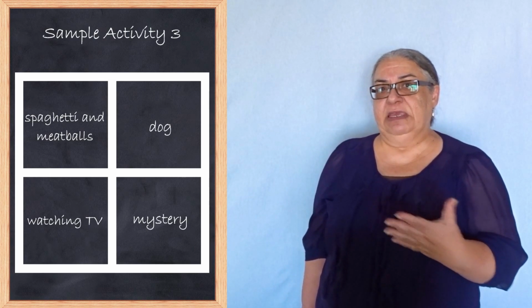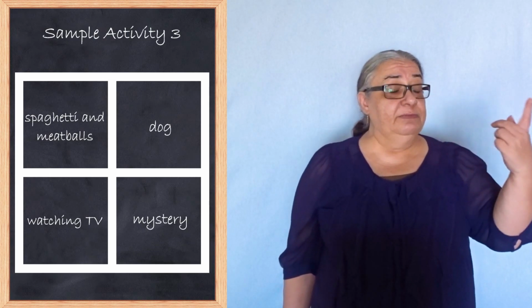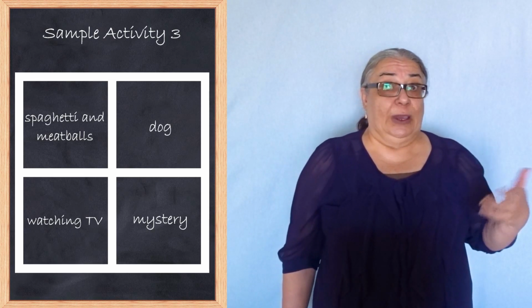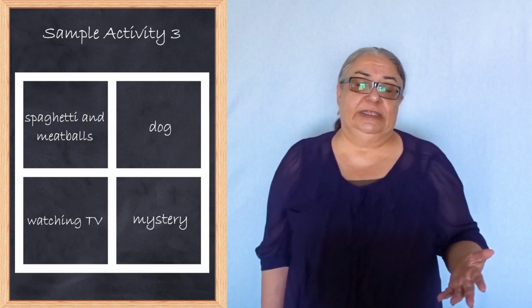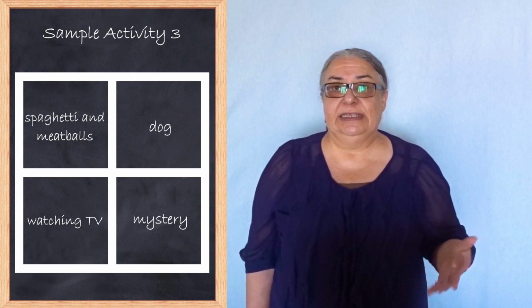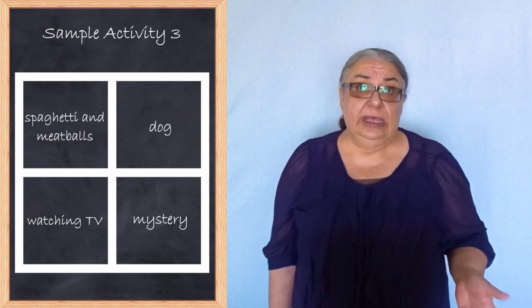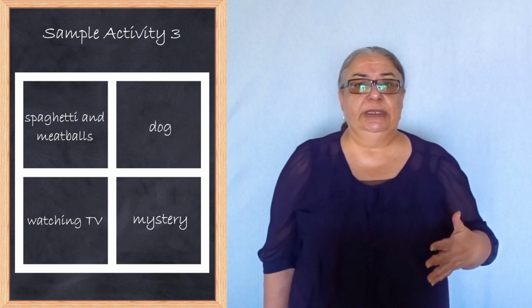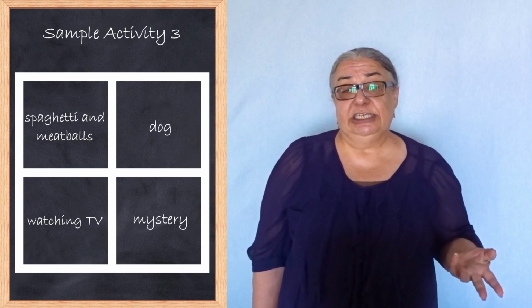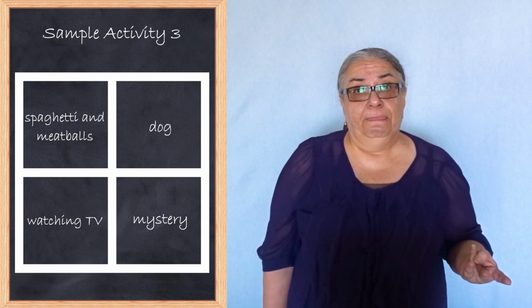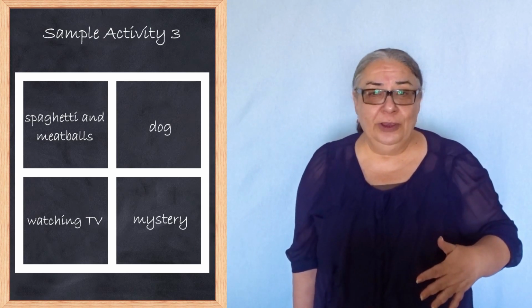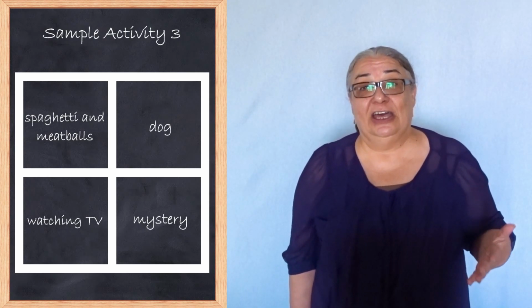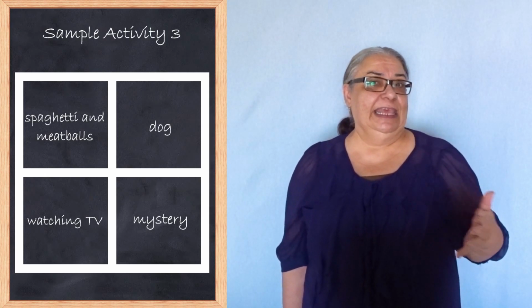So, spaghetti and meatballs. What can be the question? Dog. What can be the question? Okay, they may come up with the correct question at once. They can say, what is your favorite food? Excellent. Or they may come up with a different question. For example, which animal are you scared of? There is no right or wrong here. Remember, the aim is to break the ice. The aim is to create a friendly atmosphere.